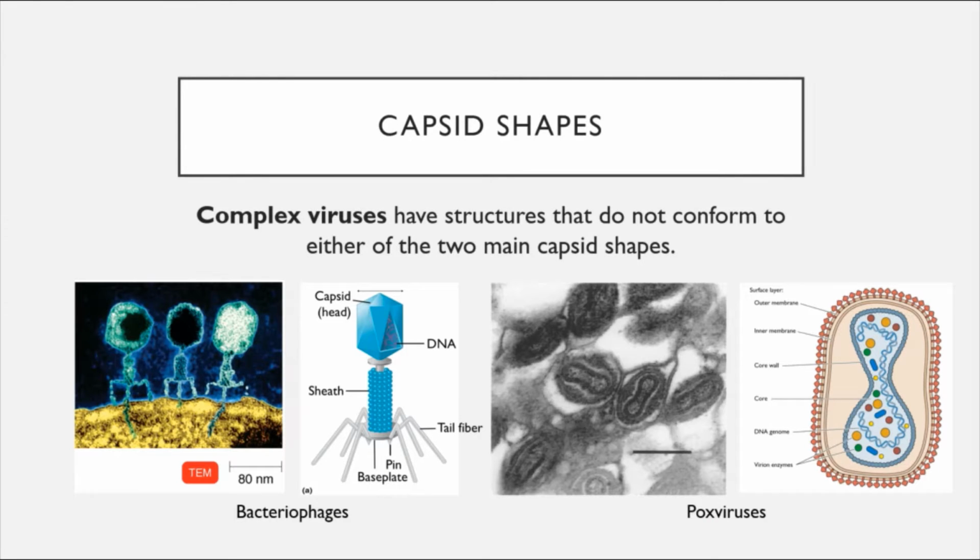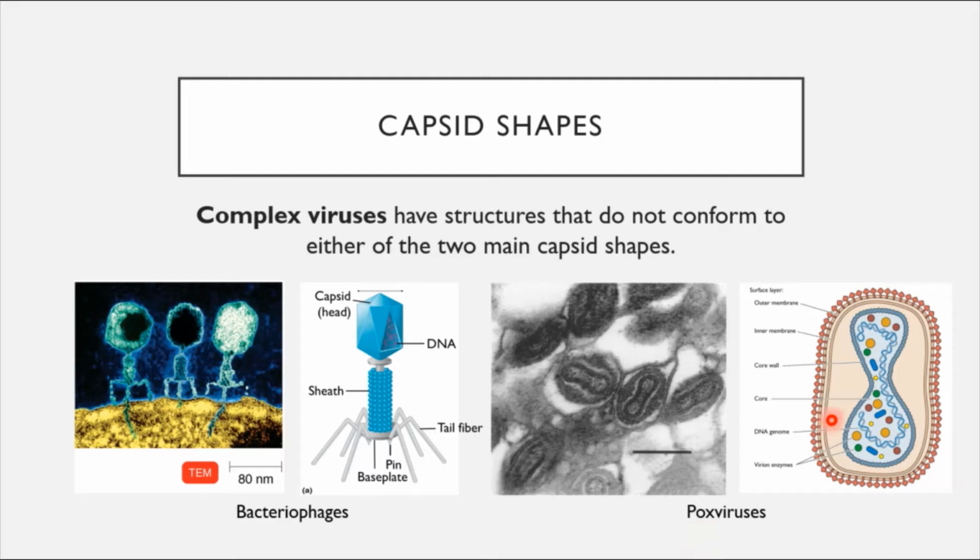The third category of capsid shape is called a complex structure. Complex viruses have a capsid shape that does not conform to either of the two main capsid shapes. So for example, bacteriophages right here actually exhibit a combination of two capsid shapes in one. They have a helical shaped sheath or tail, and they have a polyhedral shaped head.